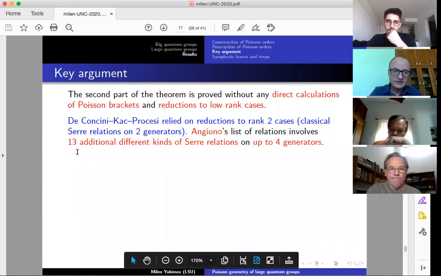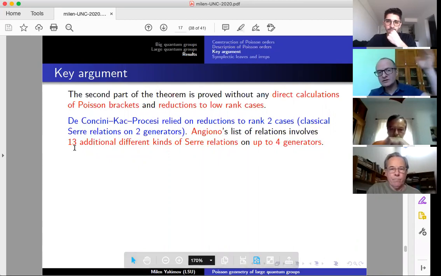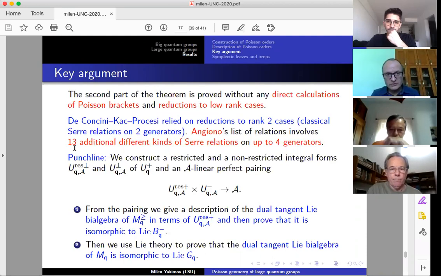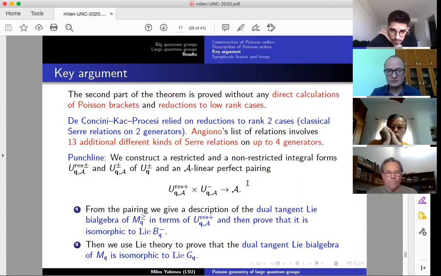I misspoke. There are not 16 other relations. There are 13 other relations in addition to the 3 kinds of Serre relations that we already have. So what we do here is that for each of these quantum groups that appear in the specialization, we're able to define what are called restricted and non-restricted integral forms. And we're able to define a perfect pairing between these integral forms.